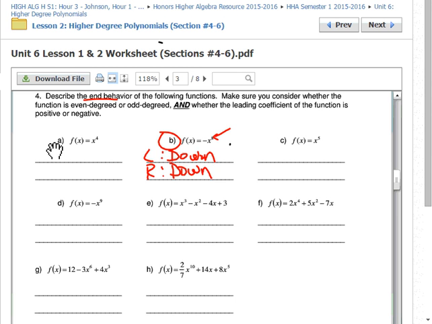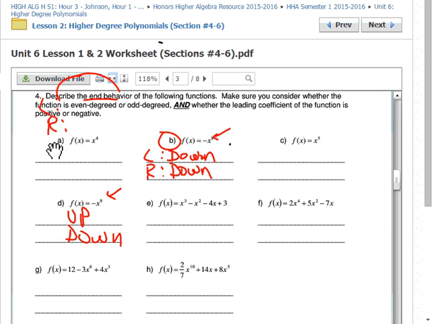All right. And D, here we have a negative in front. So for my left side and right side, I'd start with the right side: down. But since it's degree 9, that's odd. What should the left be? Up, because they're different, because it's odd. Oh, wait. The rest of the directions say, and whether the leading coefficient is positive or negative. Oh, that's just telling me how to do it. Okay, they just wanted the left and right end behavior. So we're doing it right.